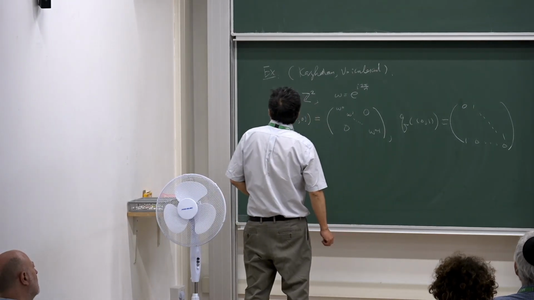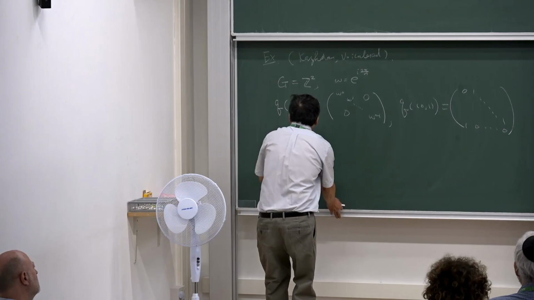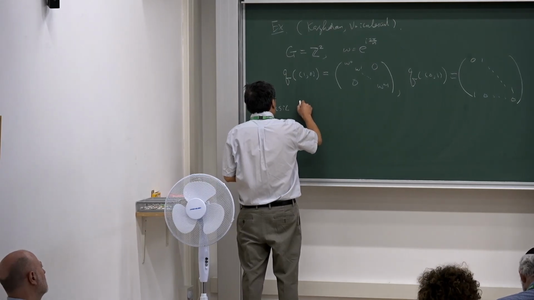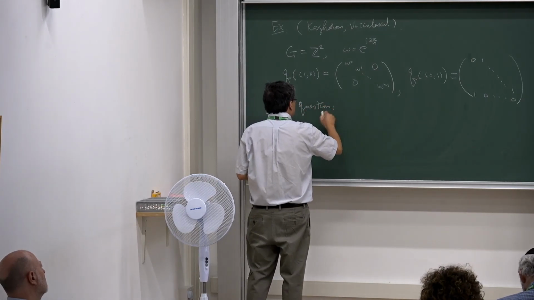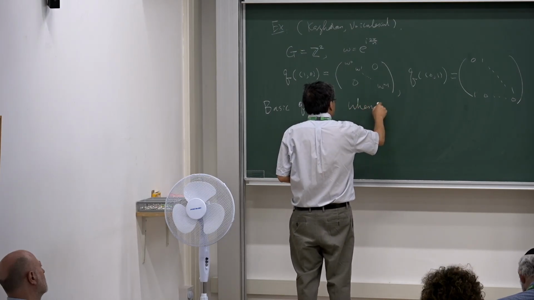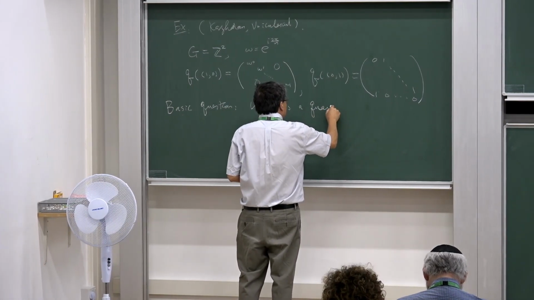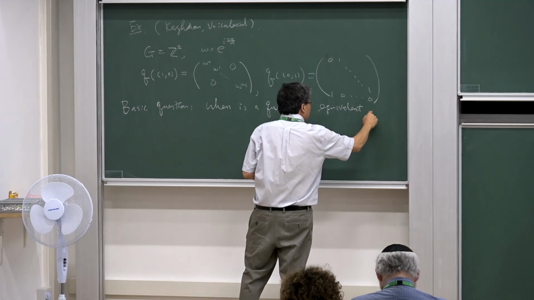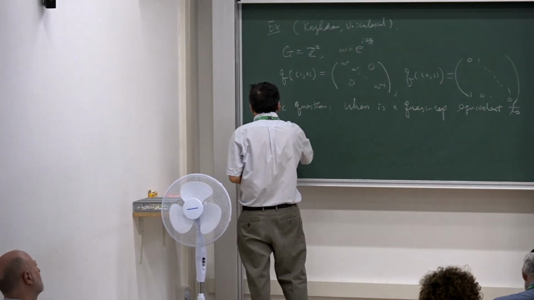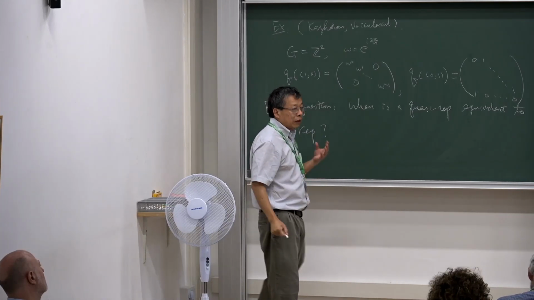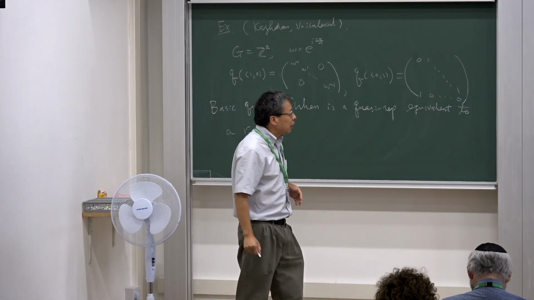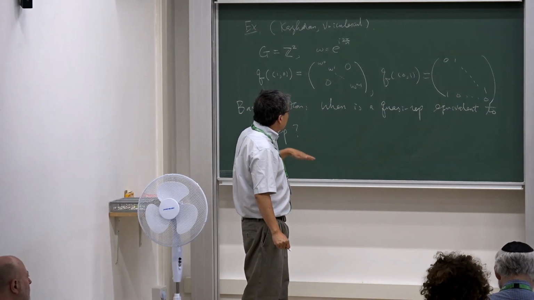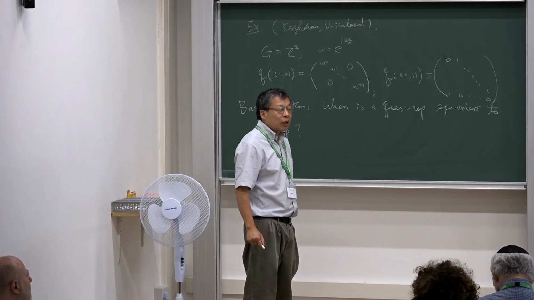Okay, this is a very interesting example. And now the central question for quasi-representation is the following. So this is very basic. When is a quasi-representation equivalent to a representation? Okay, so this is a very basic question we are interested in. Now this example is just an example which is not equivalent to a true representation.